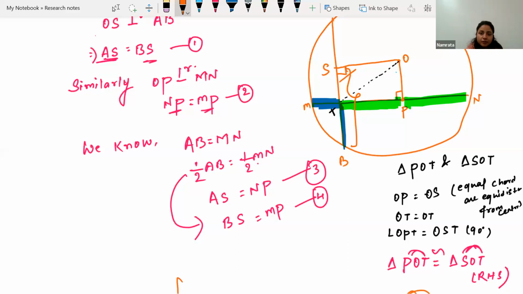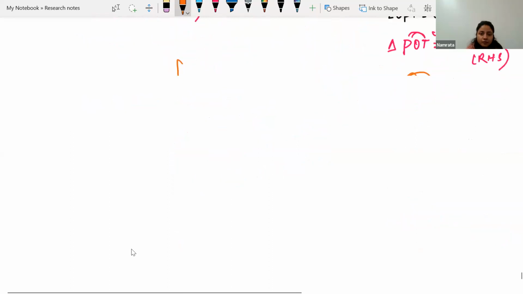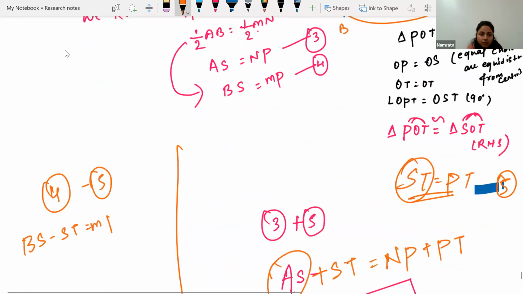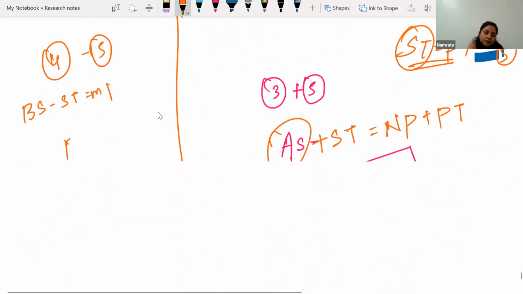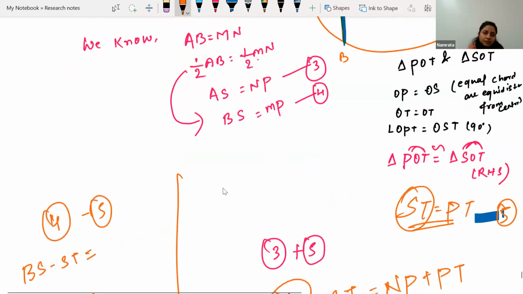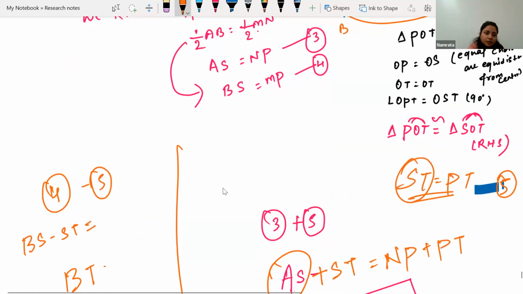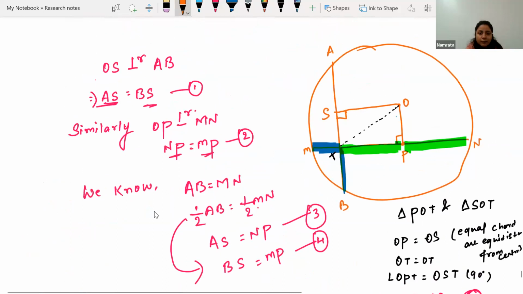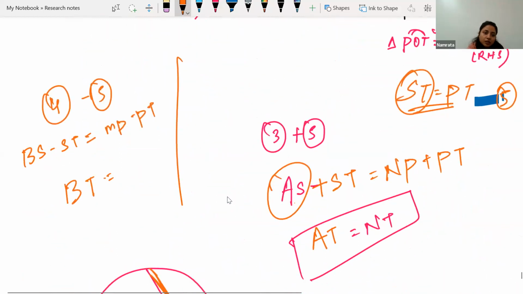And then we are having BT. Other side we were having MP minus PT. So let's see what MP minus PT is. MP is this total, and PT is only this much. So if we do MP minus PT, we will be getting MT only. MT. And that's what we have to prove.